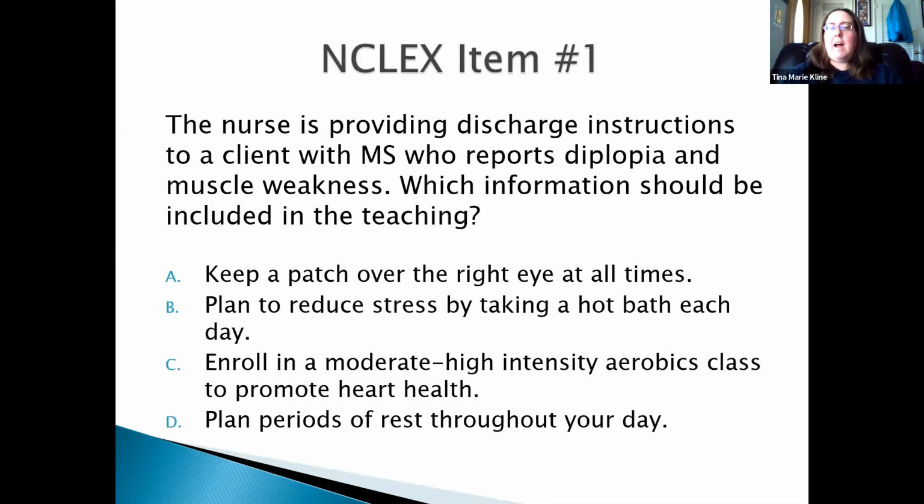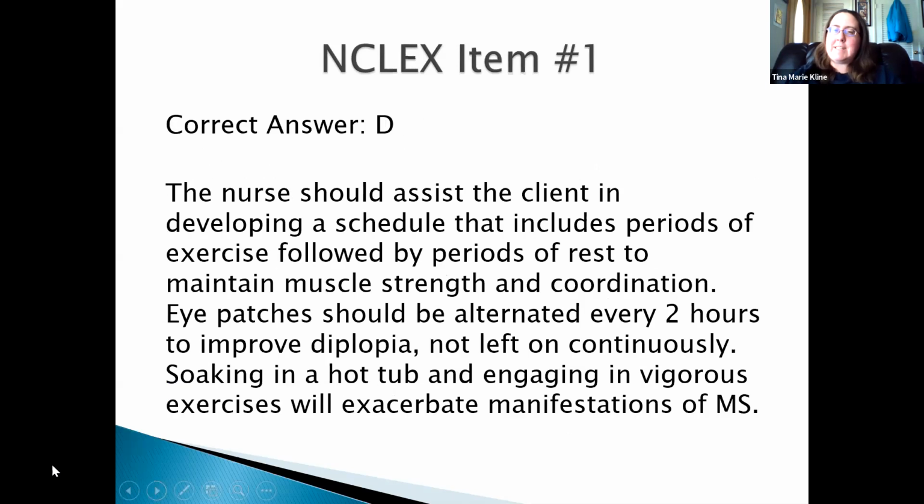Enroll in a moderate high intensity aerobics class to promote heart health. Well, if I wasn't talking about an MS patient, would that help heart health? Sure. But is that appropriate for my MS patient? No, that's way too much. D, plan periods of rest throughout the day. All right, so we're thinking D. Most people pick D and the correct answer was D.